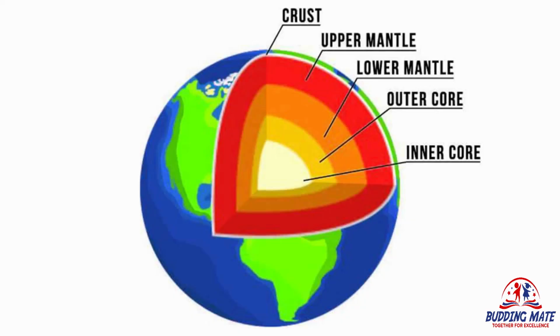The outer layer of Earth is called crust. It is made up of solid rock. Below the crust is mantle. It is made up of hot molten rock. Below the mantle is the core. It is made up of iron and nickel.